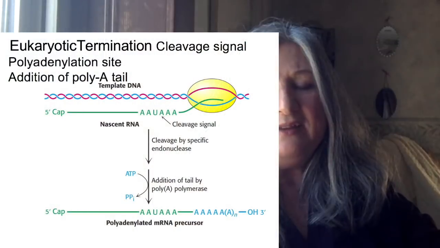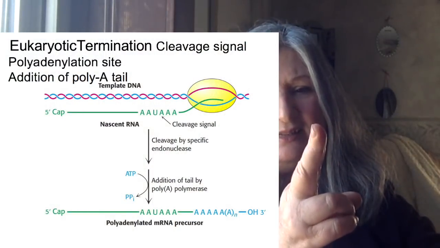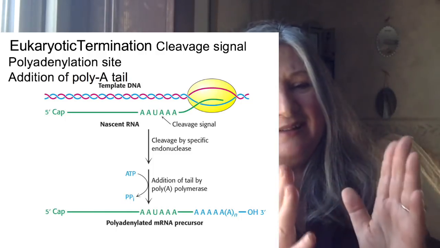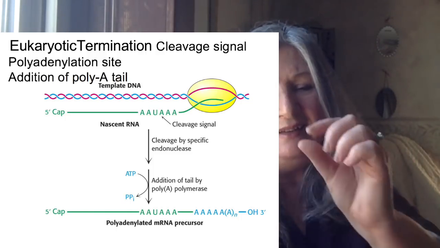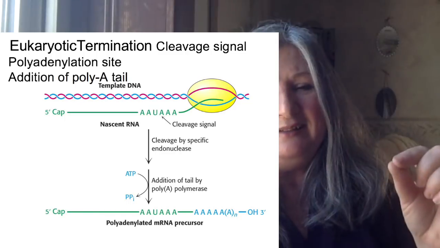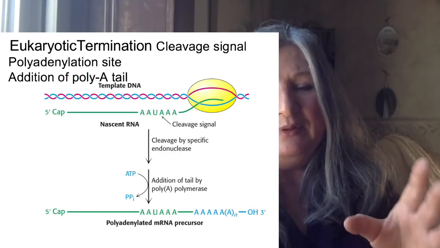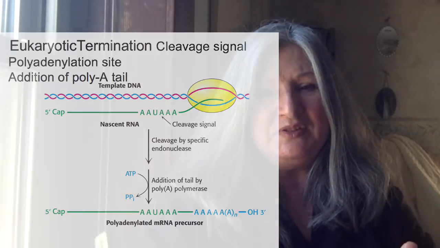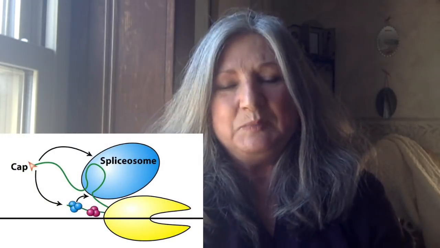This is going to be recognized and cleaved by endonucleases. And then ATP is going to be used as a source of adenylate. And these adenylates are going to be added through the action of a poly-A polymerase to form the poly-A tail. And in this figure, those are shown as blue. The other thing we have to talk about is splicing.